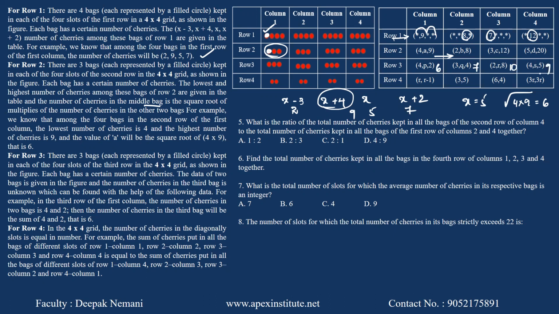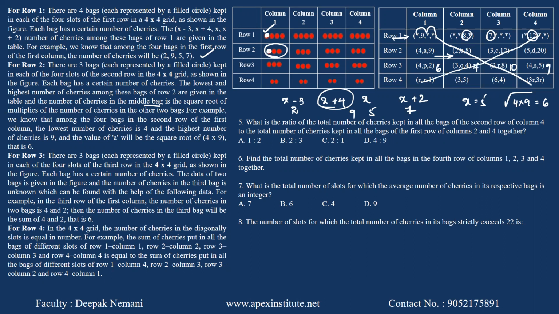Now to find the values of R minus 1, and 3R. In the 4 by 4 grid, the number of cherries in the diagonal slots is equal in number. For example, the sum of the cherries put in all the bags of row 1, column 1, row 2, column 2, row 3, column 3, and row 4, column 4 will be equal to the sum of the cherries in all these bags. So you can find the value of R.